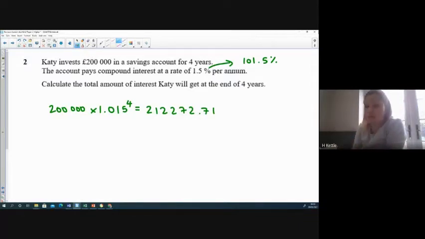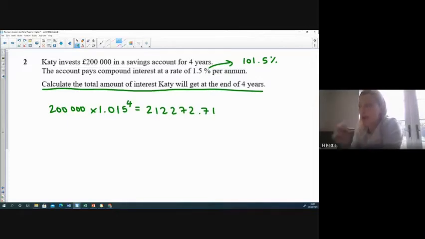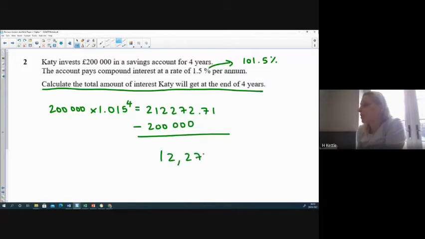And the reason that would lose me a mark is because I've not read the question. It says, calculate the total amount of interest Katie will get at the end of 4 years. So we're not interested in how much money is in her bank. We want to know how much of that is interest. So my answer, I need to take away the £200,000 that Katie originally put in the bank. So my final answer will be £12,272.71. That is how much she's got in interest in those 4 years, and that's what they asked us.